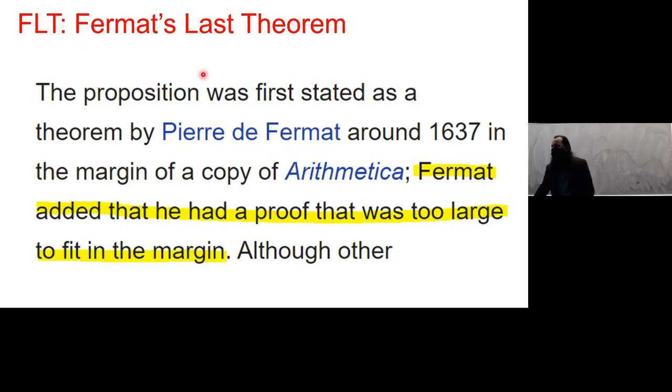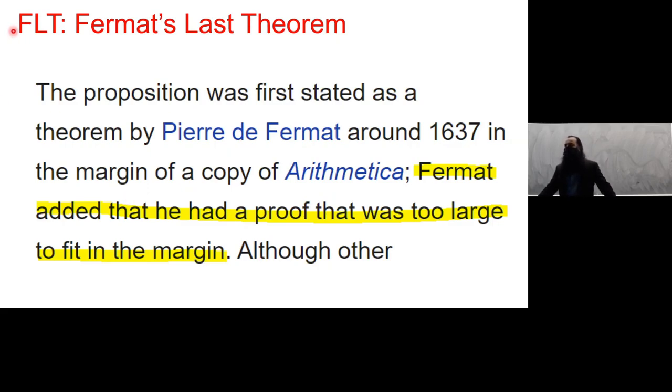Yeah? So the proposition was first stated by Pierre de Fermat in the margin of a copy of Arithmetica. Fermat added that he had a proof for Fermat's last theorem that was too large to fit in the margin. So he has this huge book called Arithmetica with lots and lots of pages, and he says, I couldn't fit the proof in the margin, so I'm not going to give you the proof. And then it took 360 years for someone else to prove it, and that proof was hundreds of pages long. Okay, so that's Fermat's last theorem.